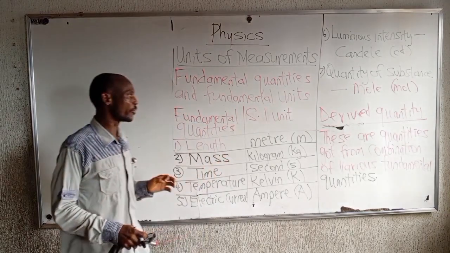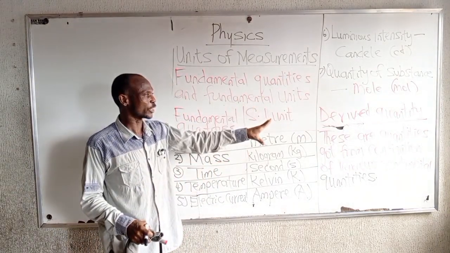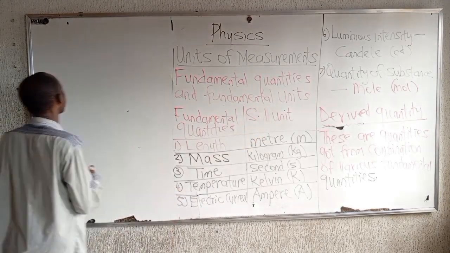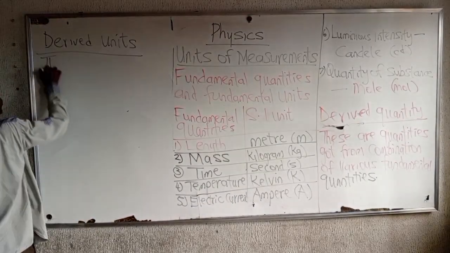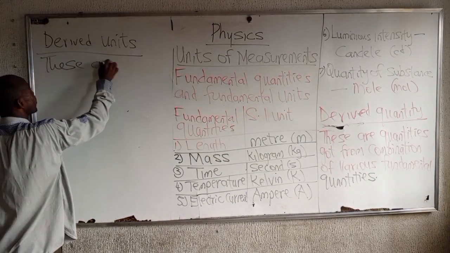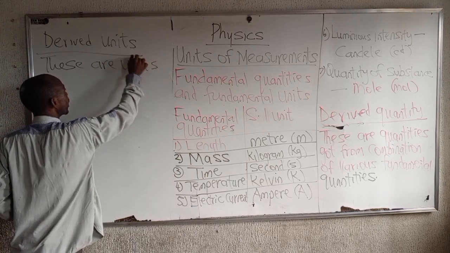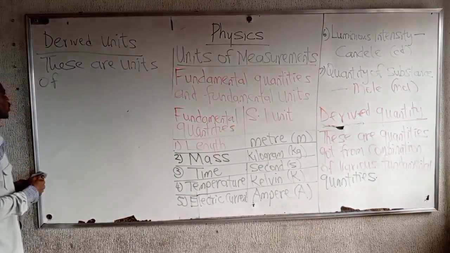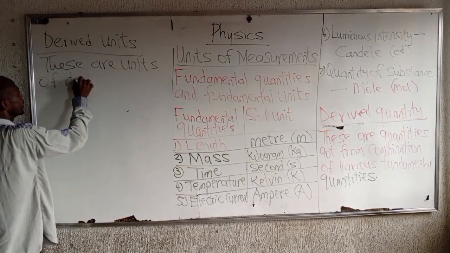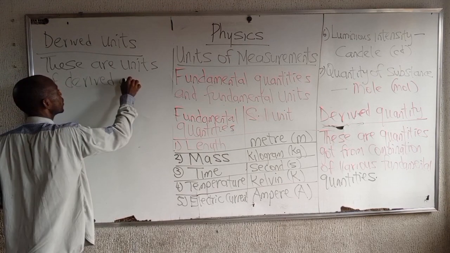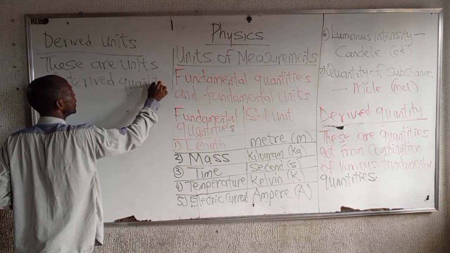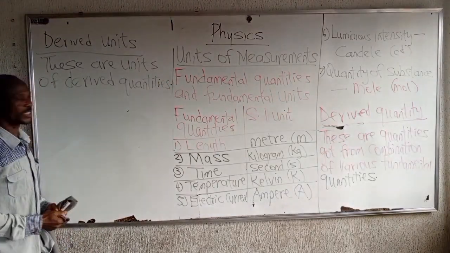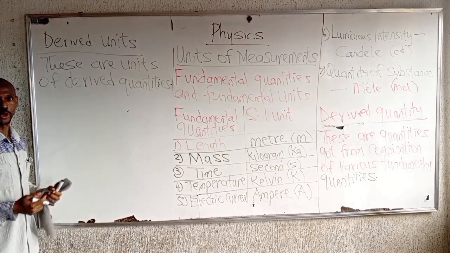So for our derived quantities, we may have a difference between the derived units and their SI units. We are going to look at some of them. But before we look at that, let's concentrate and look at some of our derived quantities and the derived units. So we have derived units. These are units of derived quantities.